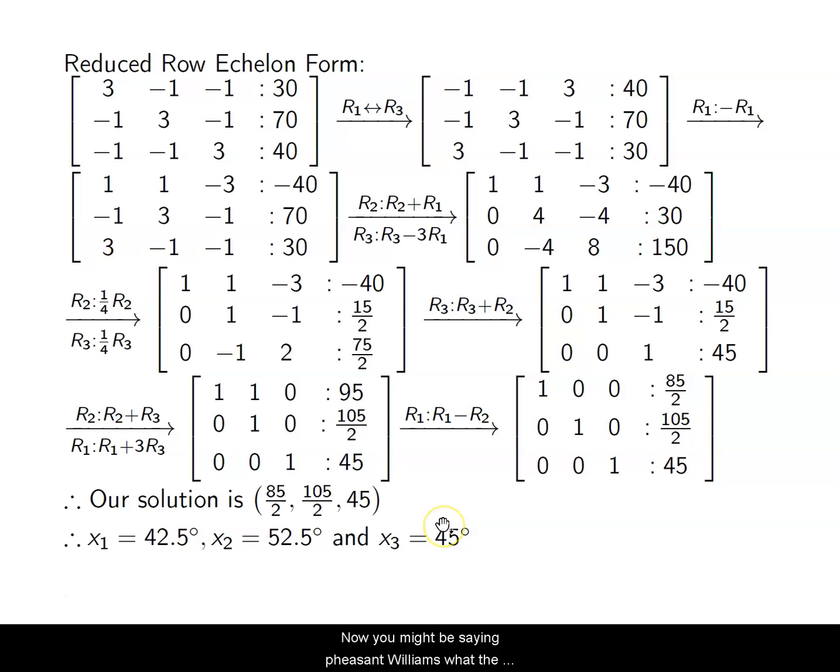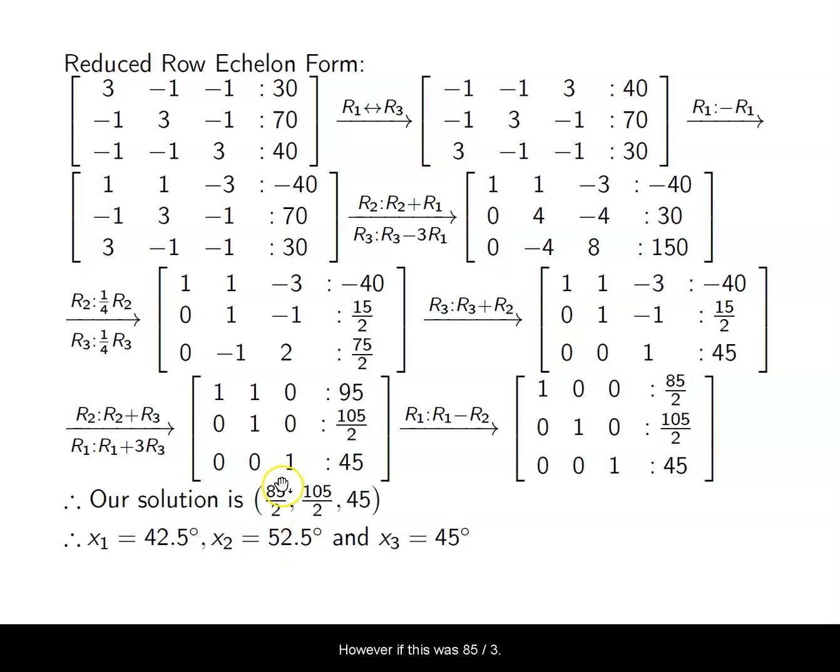Okay? Now, you might be saying, Professor Williams, what the hell? Why can't I just write this in this decimal form? Maybe if I'm using a calculator, that's what my calculator gives me, right? I don't care what your calculator gives you. I want a fraction. A fraction is an exact answer. A decimal is an approximation. In this case, your fractional value and your decimal value are equivalent. They are exactly the same.